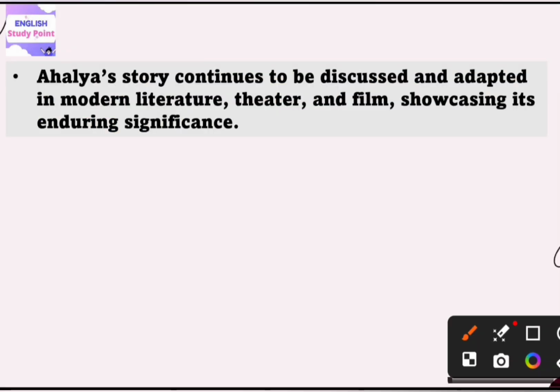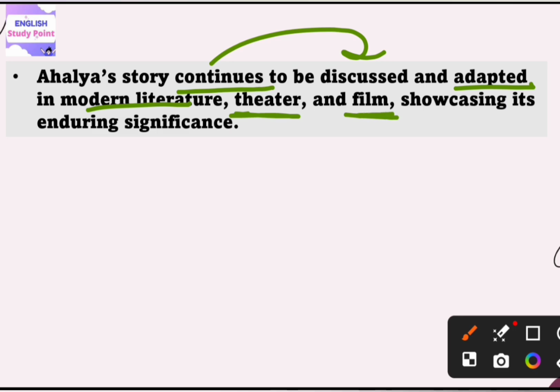At last, I must say that Ahilya's story continues to be discussed and adapted in modern literature, theatre, and film, showcasing its enduring significance. So these contemporary adaptations contribute to the ongoing interliterariness of Ahilya's tale.